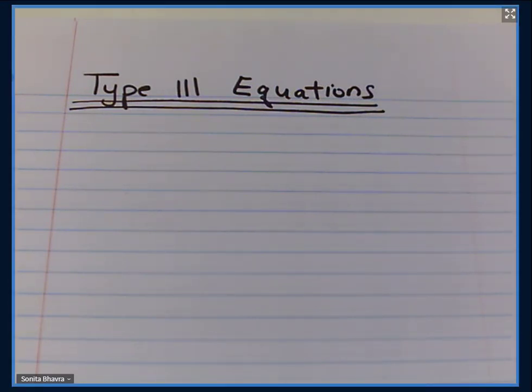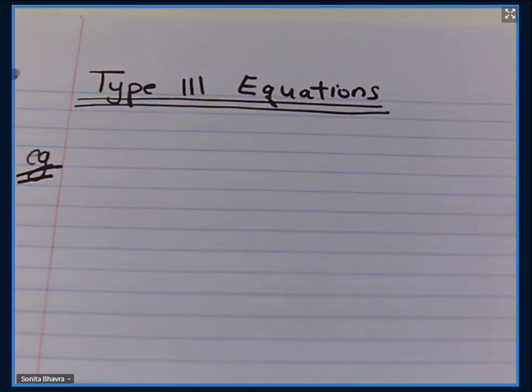Okay, just to reiterate, anytime you're moving anything across the equal sign, you have to make sure you're doing the opposite operation. If you're collecting terms on one side of the equal sign, you're just collecting them like you would normally. All right, so let's take a look at our first example.